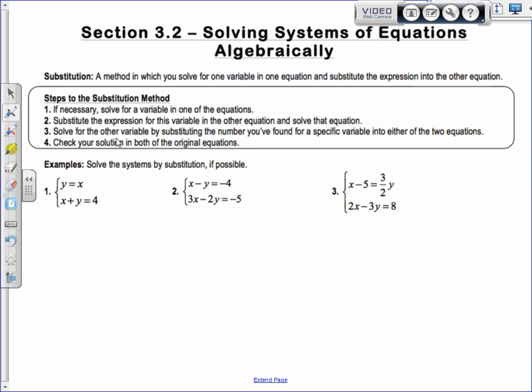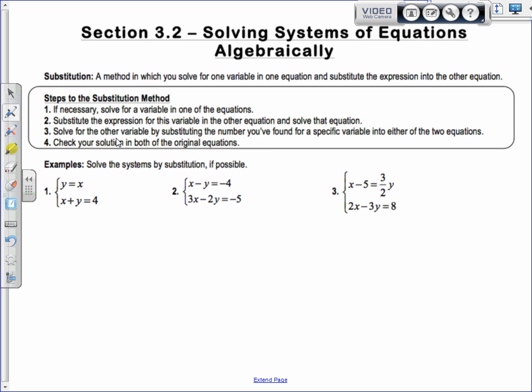All right, we're going to go ahead and do 3.2 today as well. So 3.2 is on solving systems of equations algebraically. All right, do you guys remember the substitution and elimination? Do you guys remember these words that I'm speaking? Maybe. All right, so substitution is a method in which you solve for one variable in one of the equations and you substitute into the other variable. All right, so I have the steps there. You can read through if you want, but I'll just show you an example.